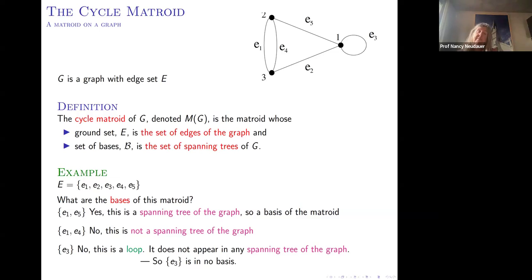And we call this a loop in the matroid. A loop in a graph is easy to identify, but when you get to just any matroid, how do we identify it? Well, one way is that it doesn't appear in any spanning tree ever.